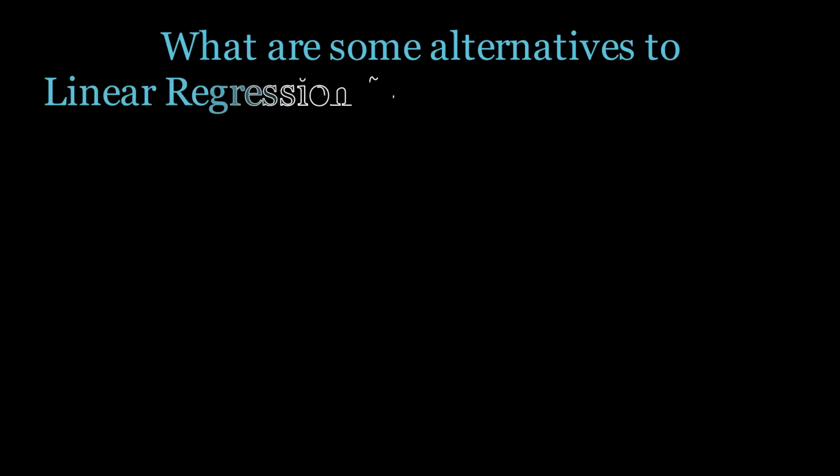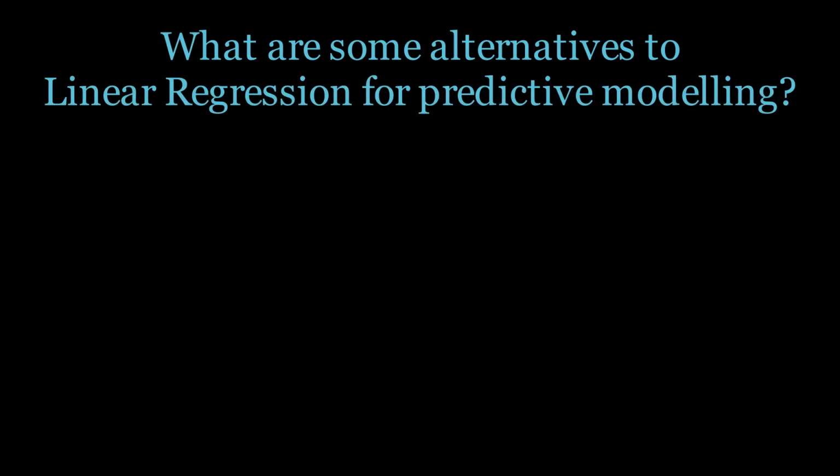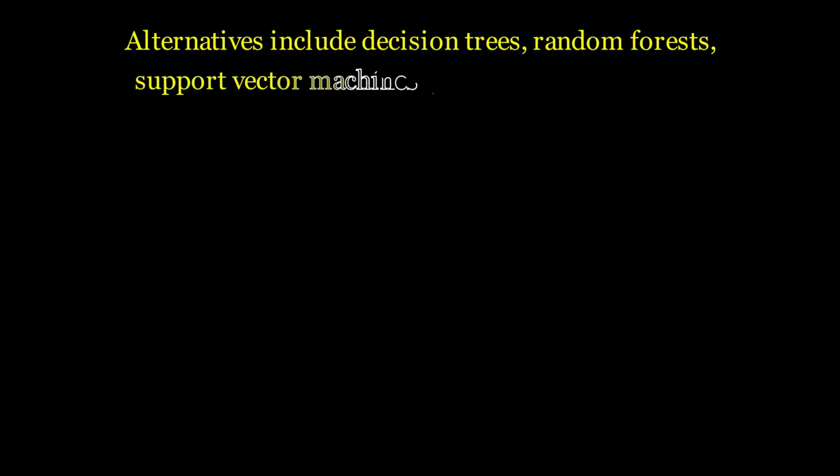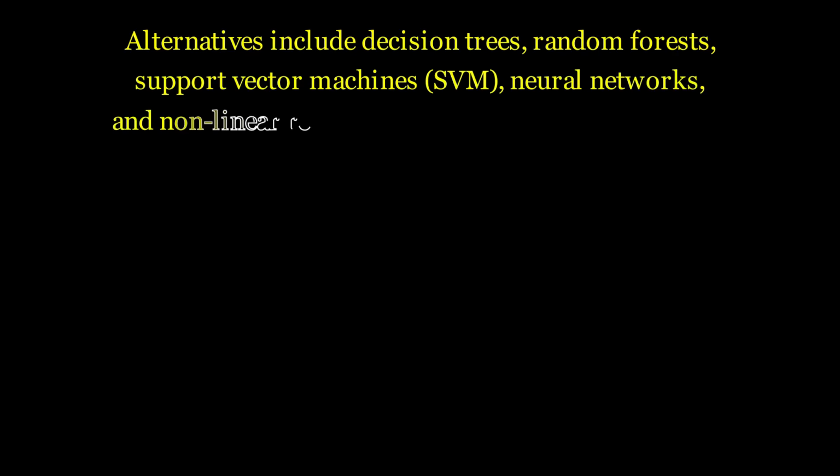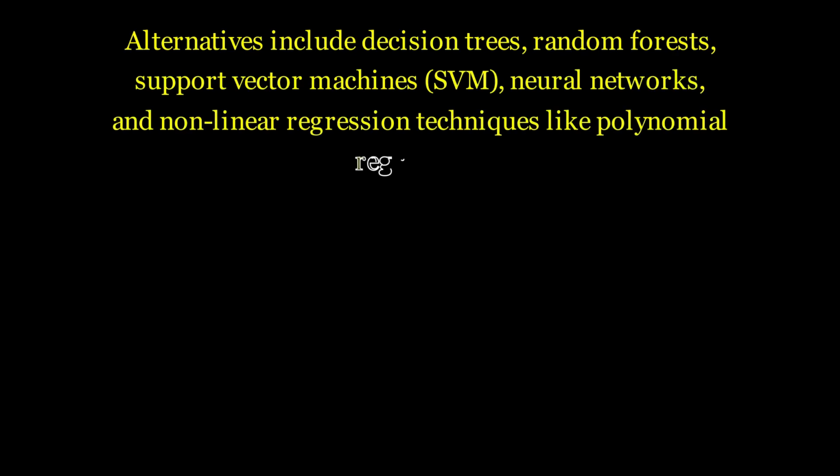What are some alternatives to linear regression for predictive modeling? Alternatives include decision trees, random forests, support vector machines (SVM), neural networks, and non-linear regression techniques like polynomial regression.